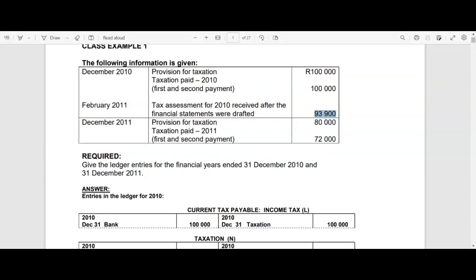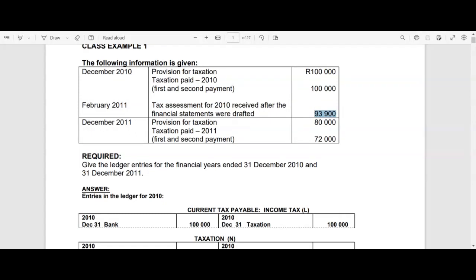But ladies and gentlemen, there are two things that we've got to bear in mind here, two additional considerations. The one additional consideration is that when you disclose the credit in your SARS account, you still got to disclose it in your financial statements. In other words, under your current liabilities on the face of your statement of financial position, you've still got to go and disclose it as current tax payable: income tax, irrespective of what you call your ledger account, right?